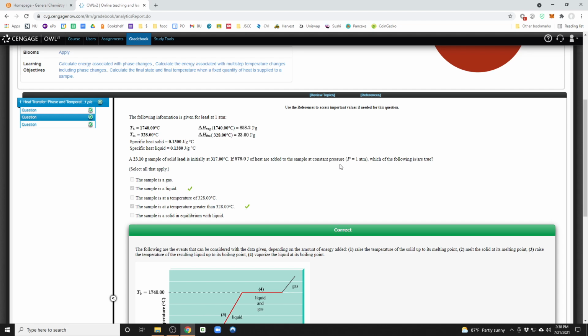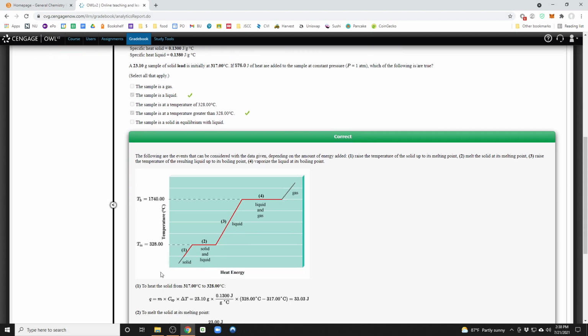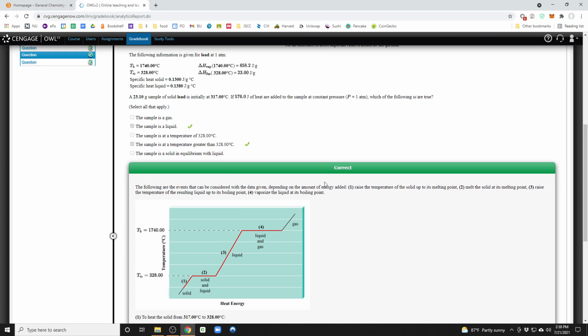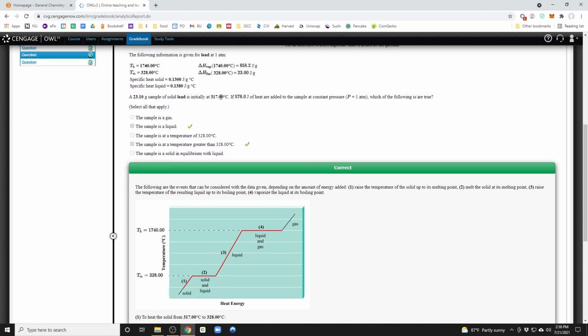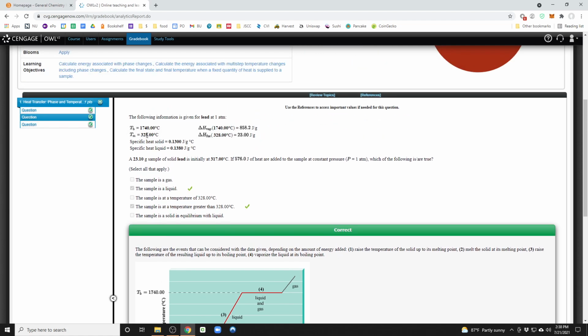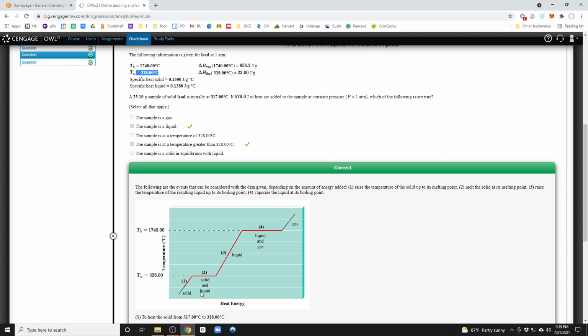If that much heat is added to the sample at constant pressure, which of the following is true? All you need to do is trace out your graph here again, and this time we're going backwards. We look, and 317 degrees Celsius is below our melting point, so it is a solid at the beginning. You're going to add heat to it, and so it's going to go up this.